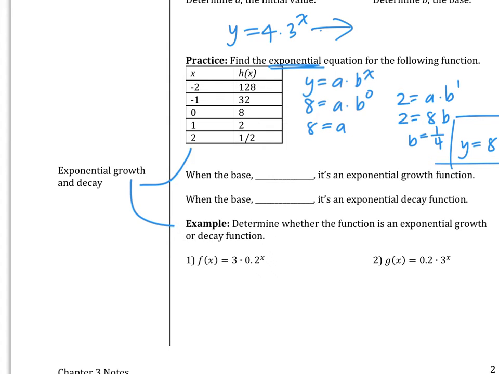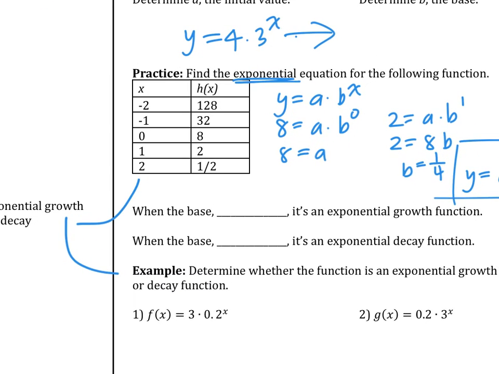So how do you know which one is the shape for which one when you look at a function? So first, when the base, that's b, is bigger than 1, it's going to be an exponential growth function. When the base is between 0 and 1, it's an exponential decay function. When the base b is less than 0, it's not an exponential function.